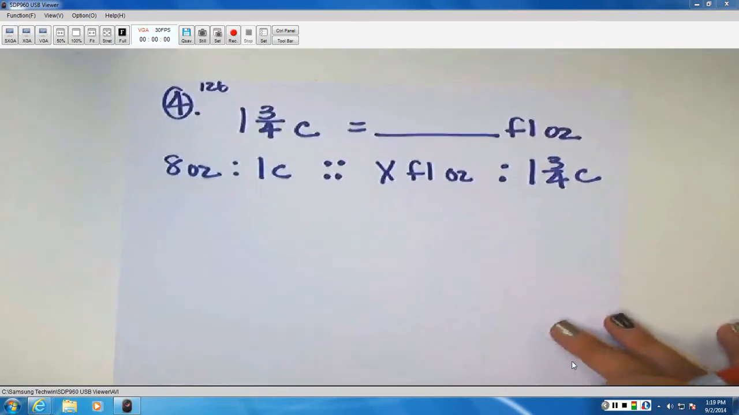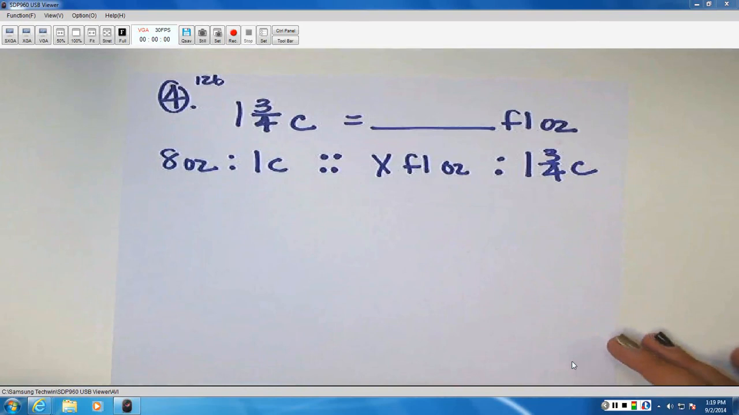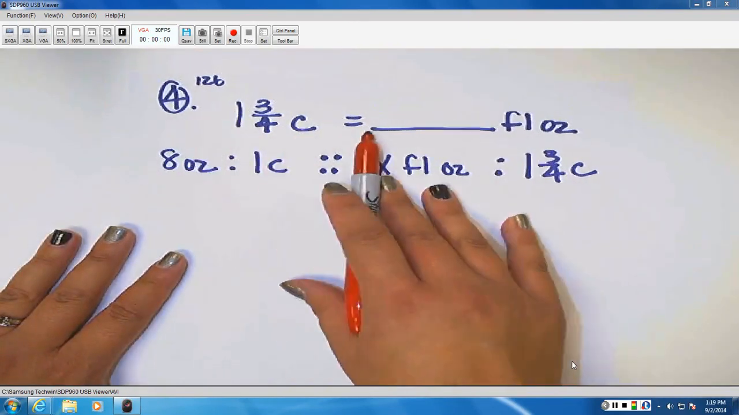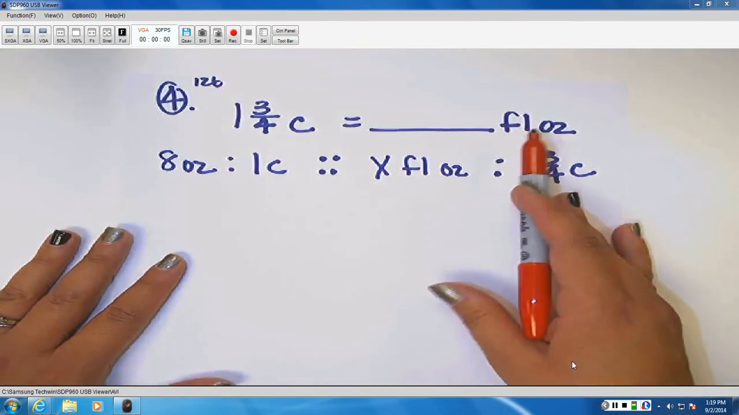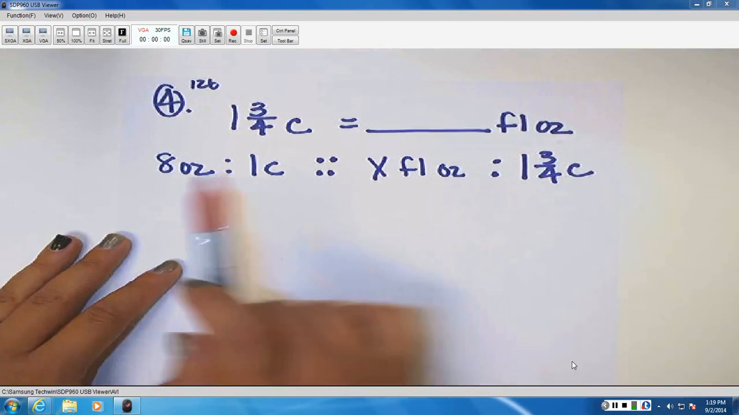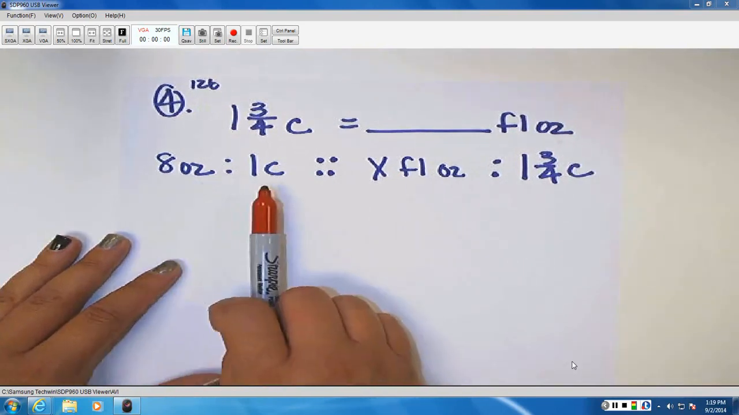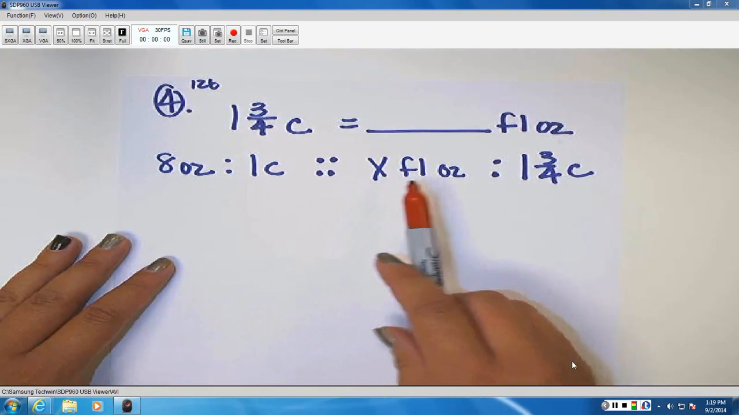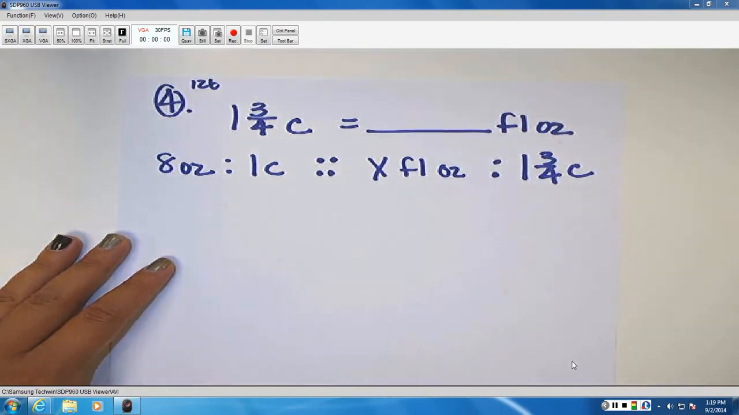Okay, and let's do another one from that chapter. And this is number 4 on page 126. Just kind of the same thing. I have my equation. Here's my problem. 1 3/4 cup equals how many fluid ounces? So I'm going to set up the left side this time with what I know. I know that 8 ounces equals 1 cup. What I don't know is how many fluid ounces equals 1 3/4 cup.